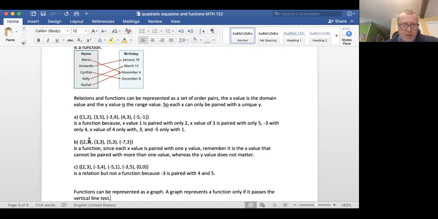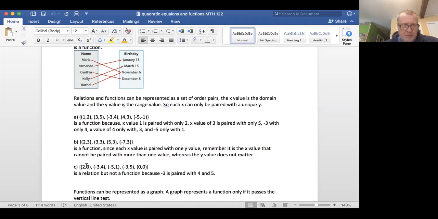So we have 2 paired off with 3. 3 paired off with 3. It's okay, 2 and 3 here. The x value of 2 and the x value of 3 have the same y value. That's okay. Same thing with the 5. It's okay. And the same thing with minus 7. The key is 5 only gets paired off with 3. If there was another ordered pair that said, say, 5 got paired off with 4, then it would be a relation, but not a function.